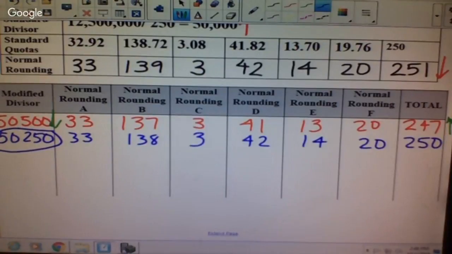Your first guess, is that what you used? Was the 50,250? I used 50,100 and it still gave you the same thing. So there is a large range of numbers that you could have used for this. You could have used 50,101. You could have used 50,200.